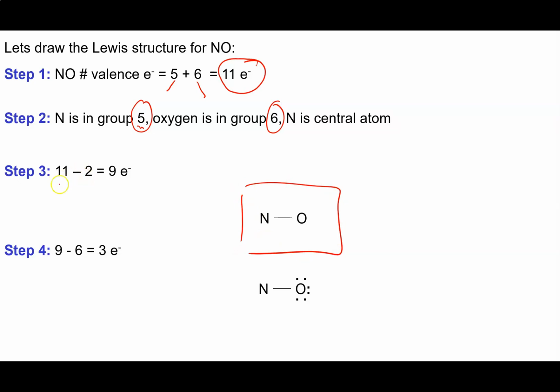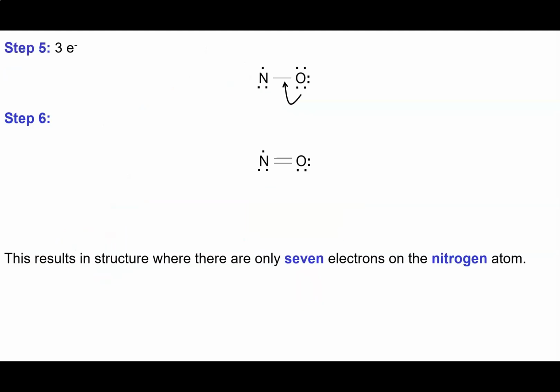So our basic structure is going to be this. That uses up 2 of our 11 electrons, leaving behind 9. Now we're going to complete the octet on our outer atom by placing 3 lone pairs on there, and then that leaves 3 electrons left. So those 3 electrons get placed on our central atom, and then that leaves the nitrogen with 1, 2, 3, 5 electrons around it. So we bring in a lone pair, and that puts a double bond there, and that gets the nitrogen up to 7 and the oxygen with a complete octet.